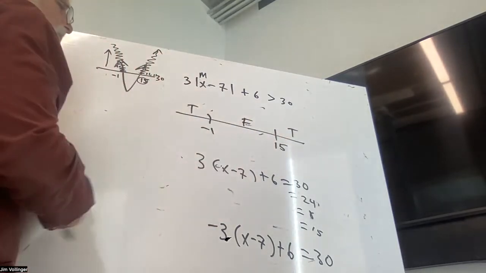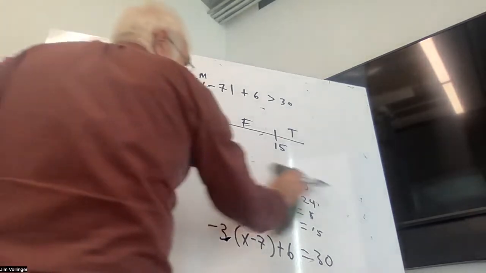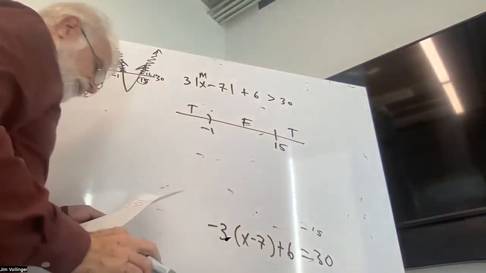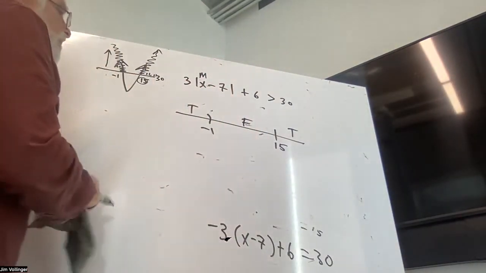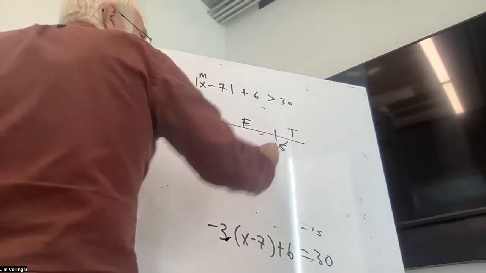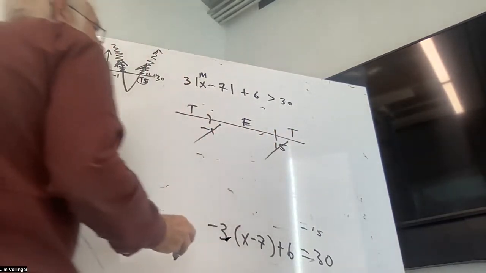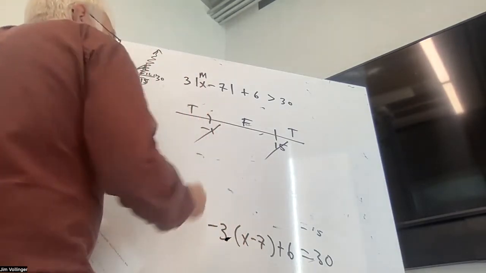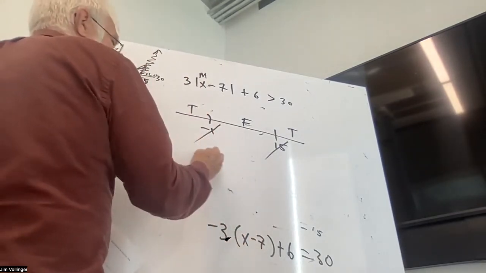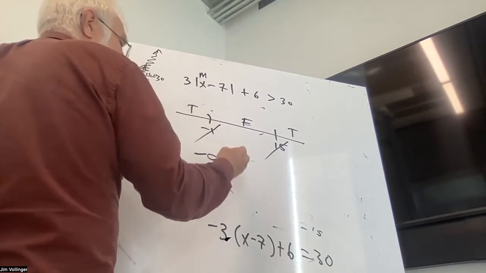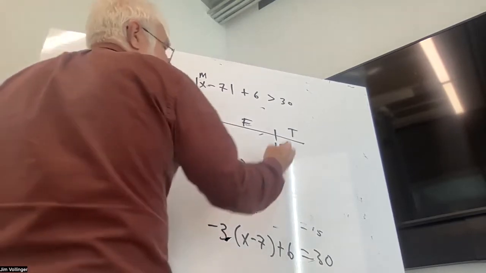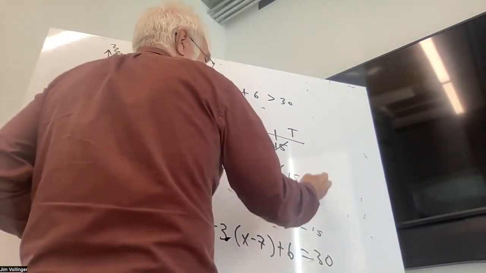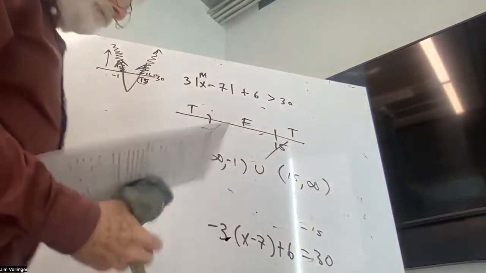And then we express our answer using interval notation. So what's the interval notation? Was it greater than or equal to 30? Just greater than. So those numbers don't work. Those numbers don't work because they're not making the V shape bigger than 30. So we've got negative infinity to negative 1. Also 15 to infinity. And there's your answer for that.